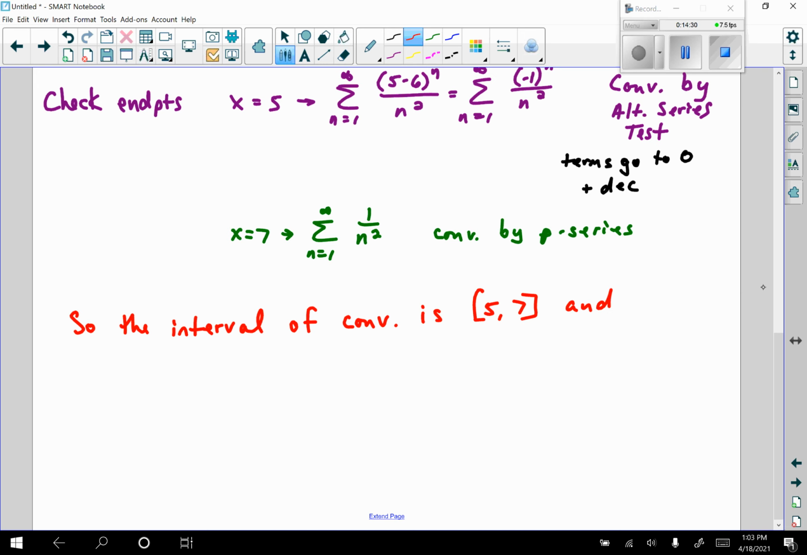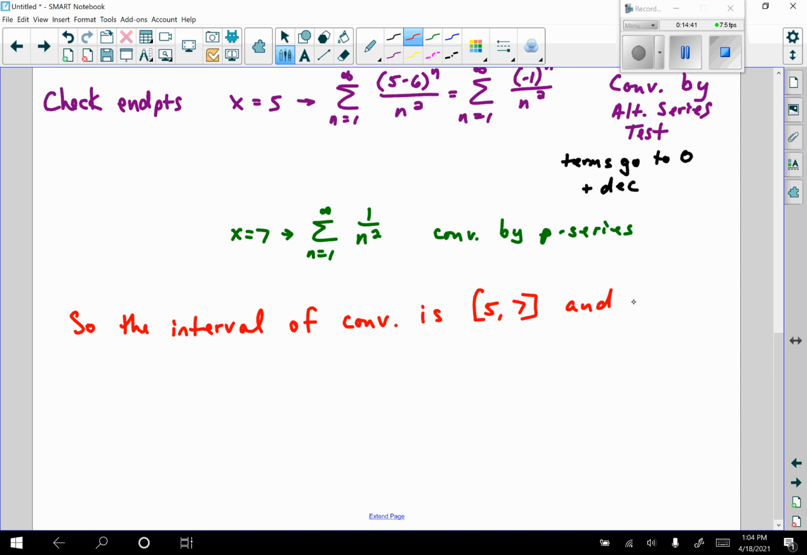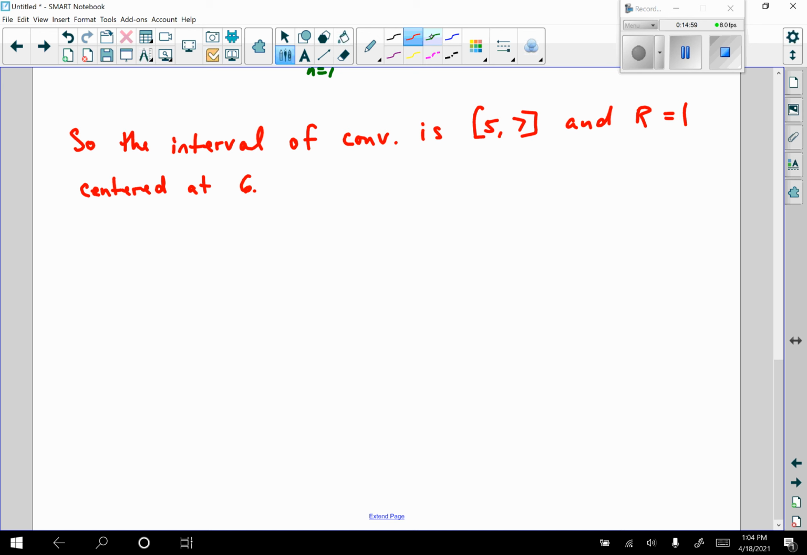And the radius of convergence, when we go back up here to the absolute value of x minus a was less than 1, that means our radius of convergence is 1. But it's centered at 6. So again, we can include both endpoints because the series was convergent at both endpoints. And just to get an idea, if we say we're centered at 6, if we go over to 7, over to 5, that means our radius would just be 1 on either side.